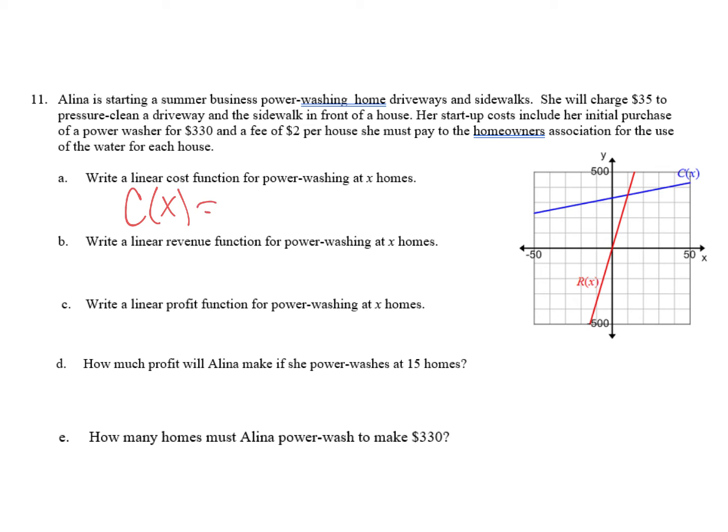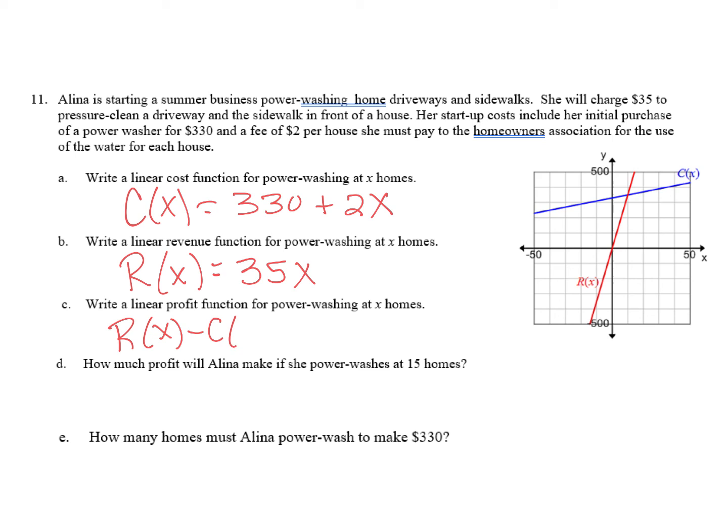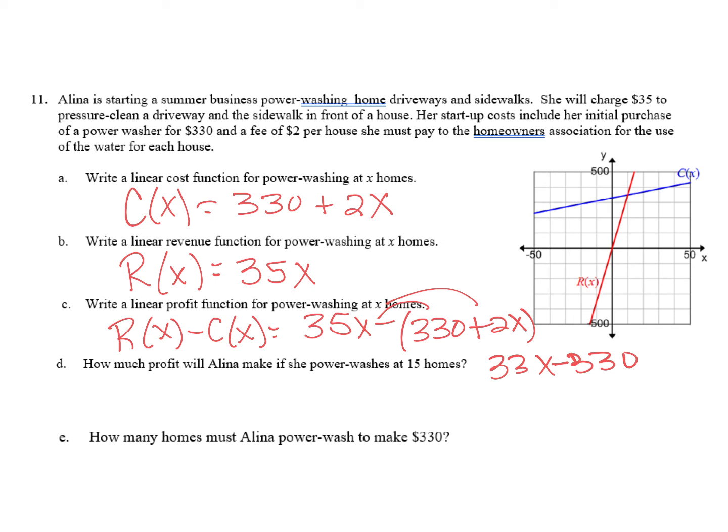Well, the cost is she has to pay for her power washer plus $2 per house. The revenue function is she's charging $35 per house. So the profit function is the revenue minus the cost. That means we're doing 35x minus 330 plus 2x. So when we distribute that minus, 35x minus 2x is going to be 33x minus 330. So that's going to be my profit function.